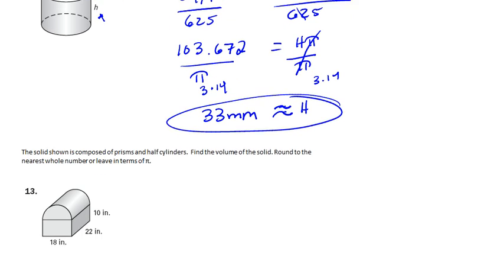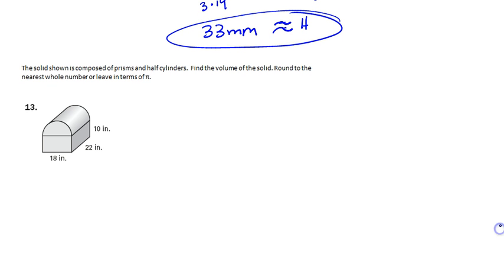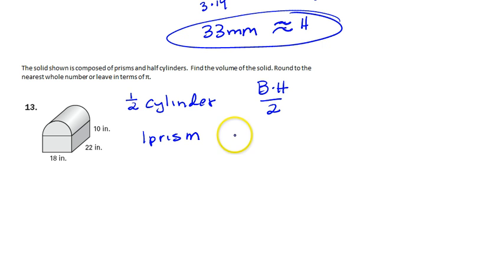Now let's make it a little more complicated. Let's say that we have a solid that's composed of prisms and half cylinders. Find the volume of the solid and round to the nearest whole number. So what do I have here? I have half of a cylinder, and I have one prism. My cylinder is going to be base times height, and then divided by 2 because it's only half a cylinder. And my prism is going to be base times height.